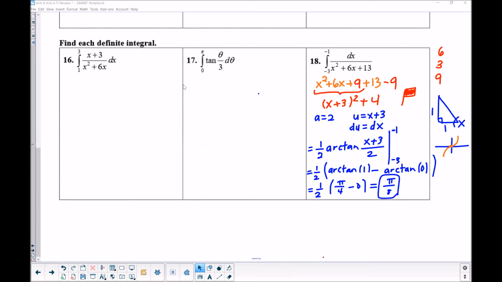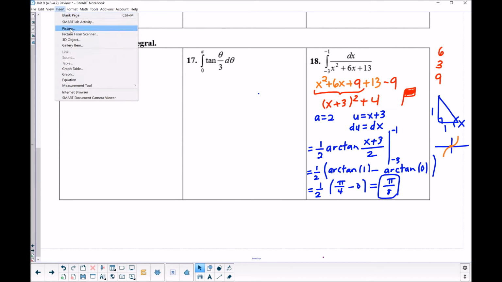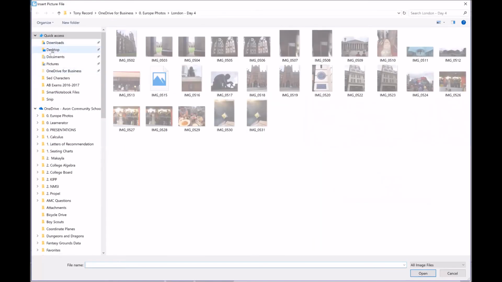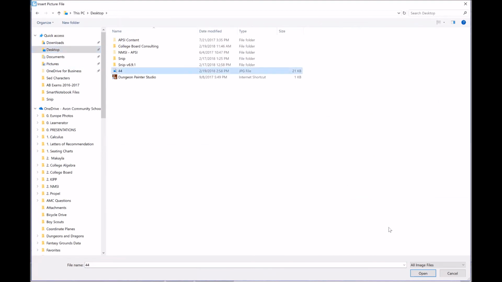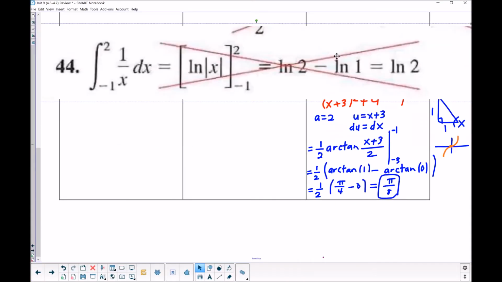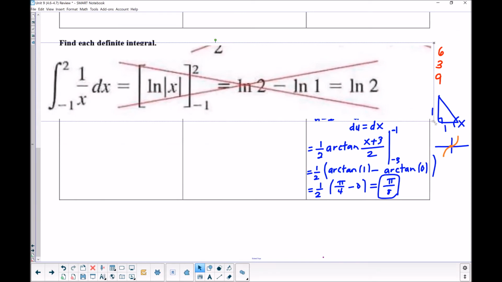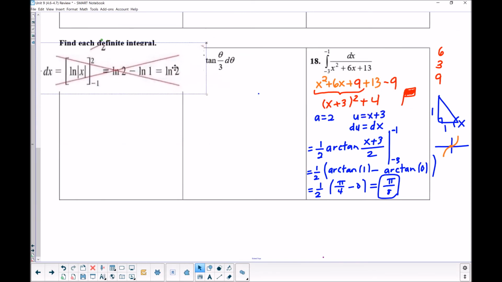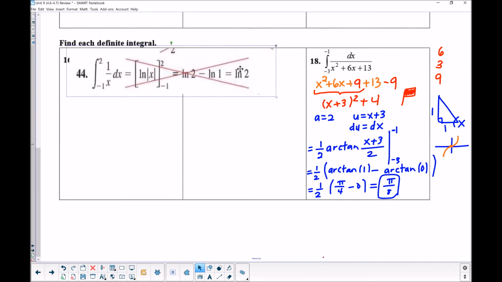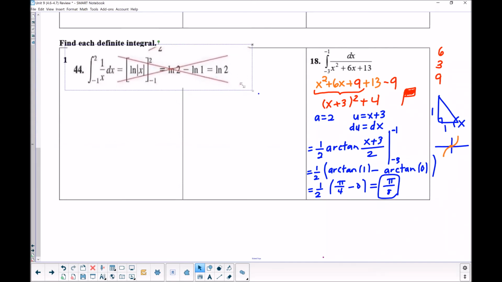Save this as an image. It'll probably take me 10 minutes just to take care of this. And I better put this on my desktop, otherwise I won't know where it went. There we go. In all of its glory, there is number 44. I'm just going to put it right on top of those 2 problems, try to make it a little bit less blurry here.